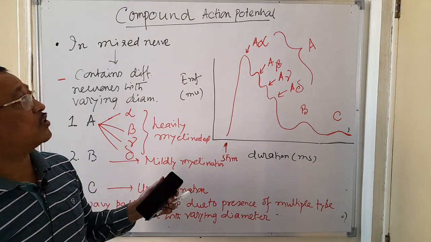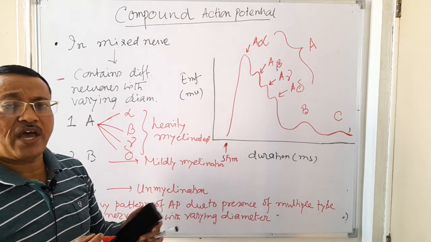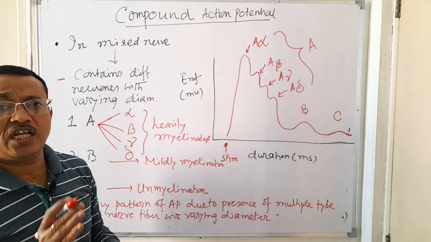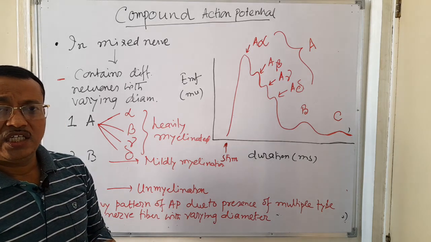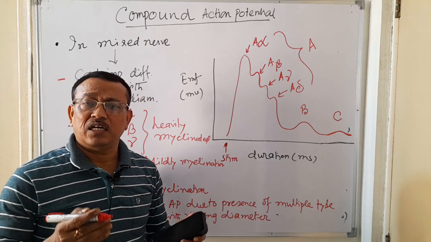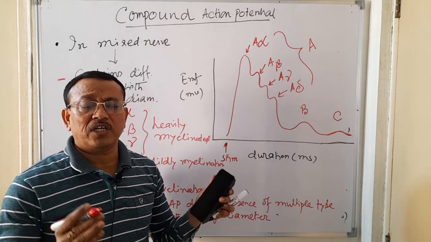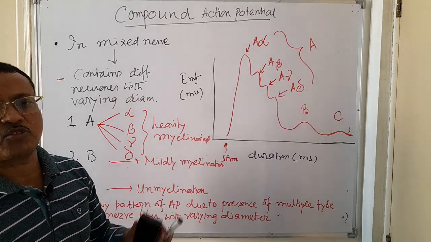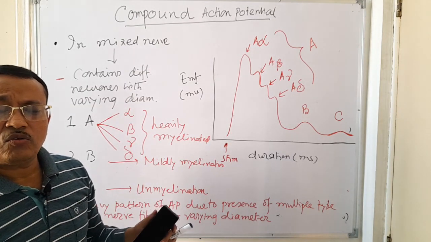So this is all about the most important, common forms of the action potential: the biphasic action potential, the monophasic action potential, and the compound action potential. The details of these will be in the description box, where you can get some details of this type of action potential. I hope it is very clear to you.